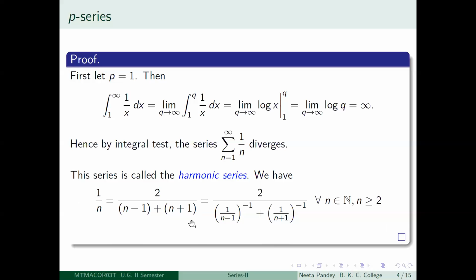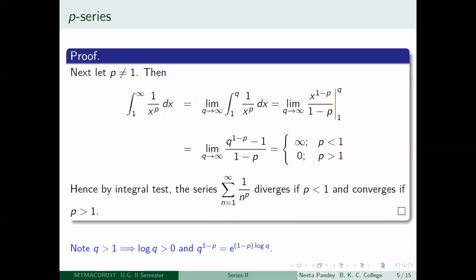And n minus 1 you can write as 1 by n minus 1 inverse. Now it makes sense because n is greater than or equal to 2. And n plus 1 you can write as 1 by n plus 1 inverse. So what you are actually getting is the harmonic mean of the numbers 1 by n minus 1 and 1 by n plus 1, and the harmonic mean of these two numbers is exactly 1 by n. So this is an interesting fact. It doesn't reflect on the problem which we are doing, but it is nice to know. Okay, so for p equal to 1 we are done.